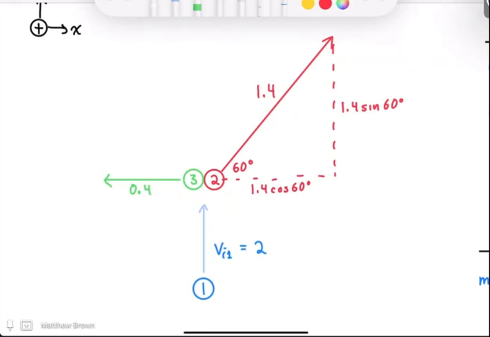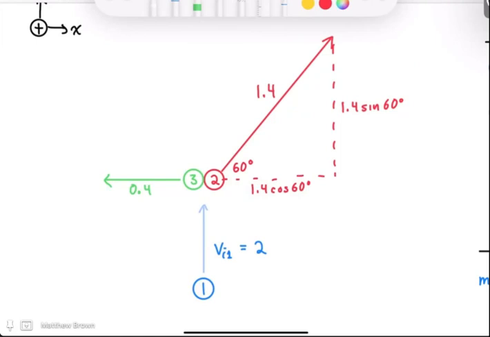Ball 2 has a velocity of 1.4 meters per second, east 60 degrees north. And the other ball, which I'll call ball 3, has a final velocity of 0.4 meters per second directly west. So you can appreciate where these other two balls go. What's the final velocity of ball 1? Maybe somewhere in between them.